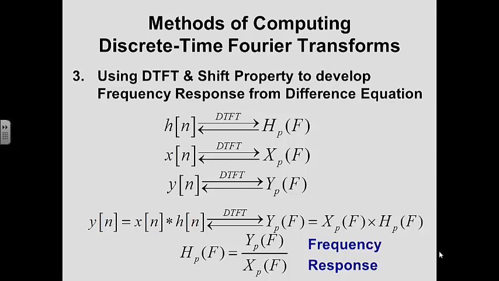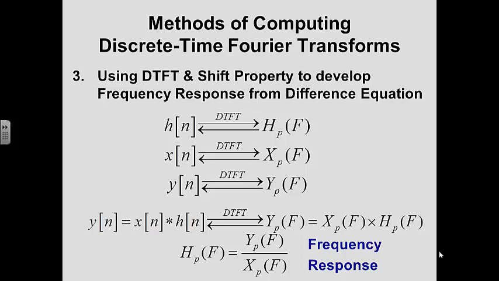And now I just started you down a circular path. To find Y of f, I need X of f and H of f. To find H of f, I need Y of f and X of f. Give me two, I can get the third, but I need two. All right? So far that doesn't look real helpful.